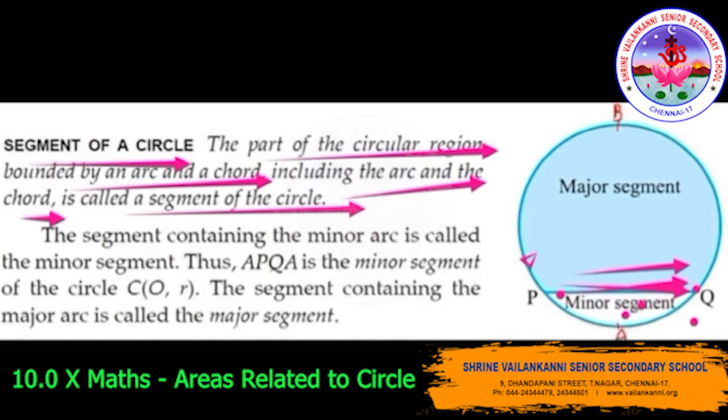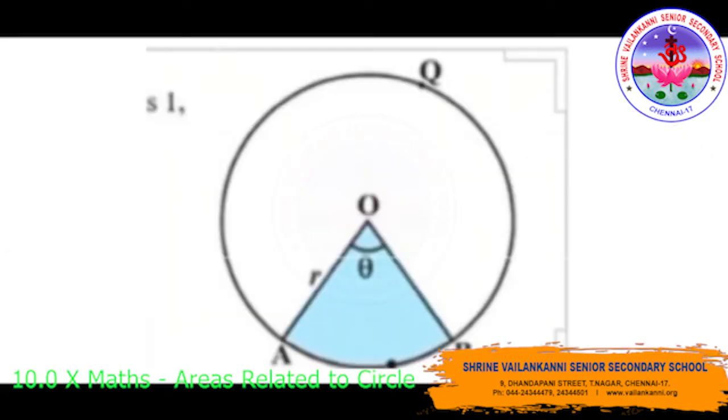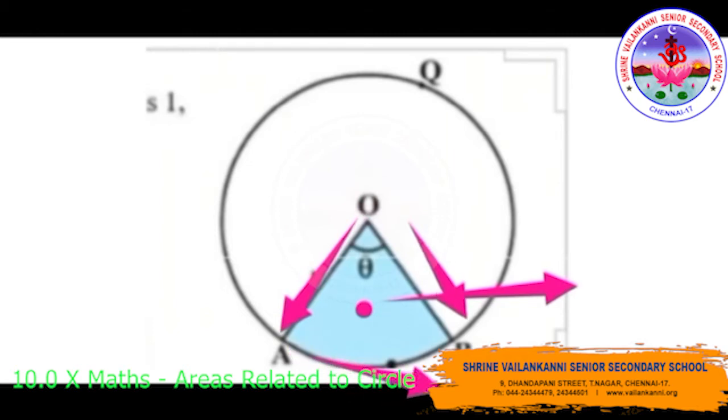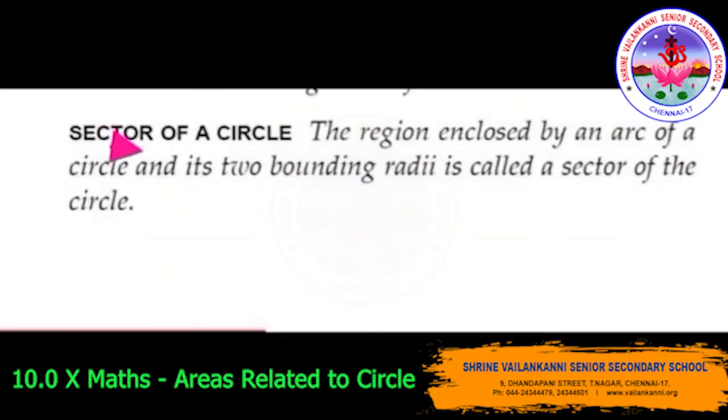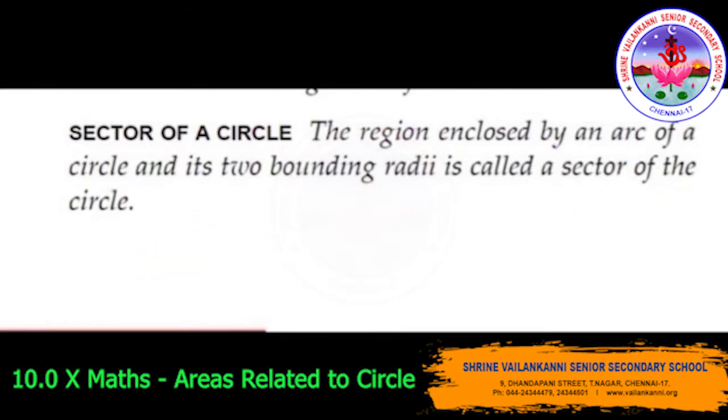In this circle, we define two types of segments. The smaller one is called a minor segment, and the major segment lies between a larger arc and the chord. Now we define a sector as the portion enclosed between two radii and the arc of the circle. So this portion is called the sector. The region enclosed by an arc of a circle and its two bounding radii is called the sector of the circle.